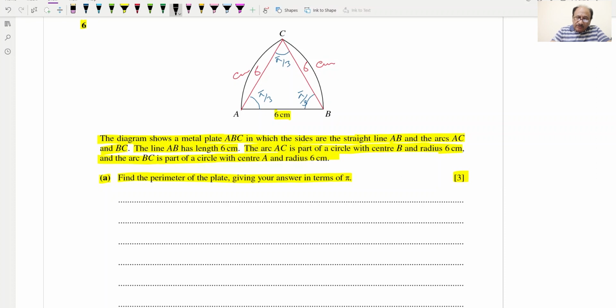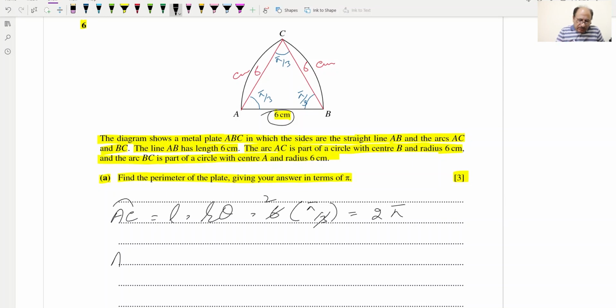For the perimeter, this side we have, which is 6 centimeters, we require arc AC and arc BC. So we will be applying the arc formula. Arc AC will be equal to L, which is equal to r theta, and r is 6 and theta is pi by 3. So after cancellations, we'll get 2 pi.